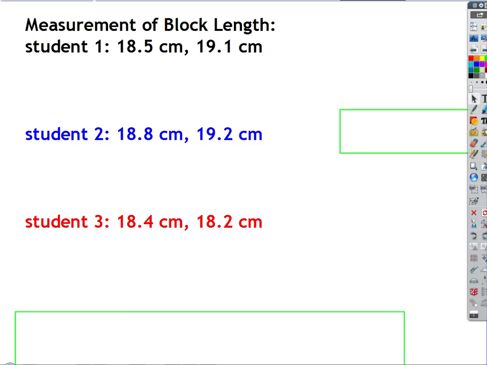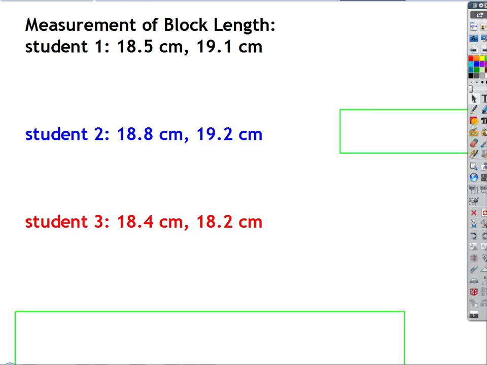All right, so let's look at a couple things here. Let's say we got 3 students that are measuring the length of this block. Real exciting. So here's what we get. Student 1 gets these 2 measurements. Student 2 gets these 2 measurements. Student 3 gets those 2 measurements. All right. There's some variability there, right?